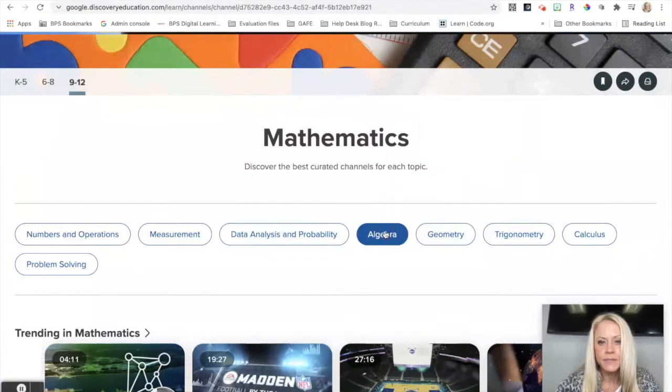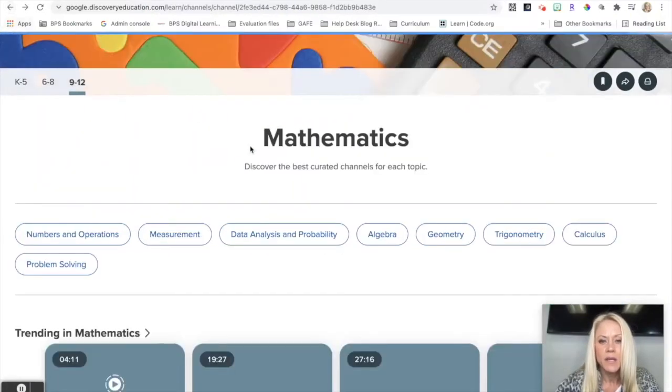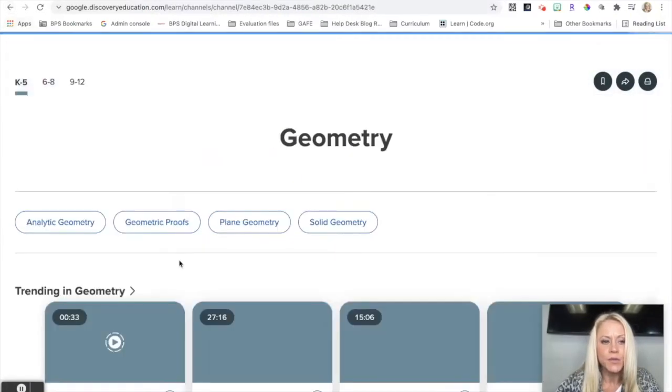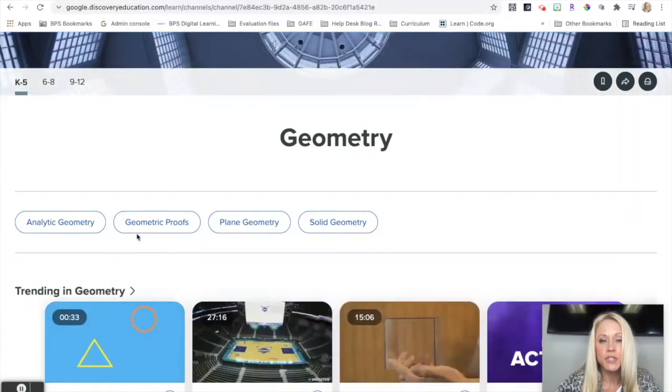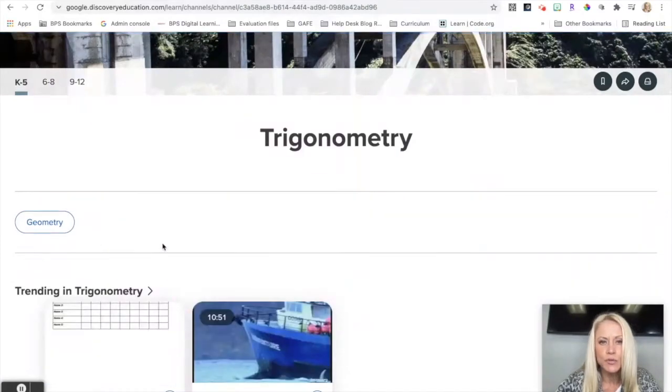In algebra, you'll see coordinate systems, functions, equations, and relations, patterns and sequences, and real number systems. And then in geometry, you will see analytic geometry, geometric proofs, plane geometry, and solid geometry. And then the last two topics, trigonometry and calculus. Doesn't look to be too many topics in there.